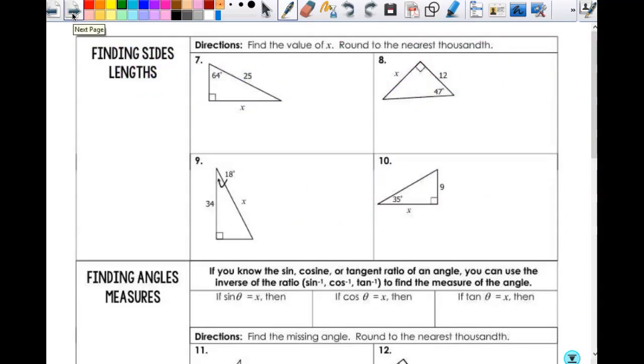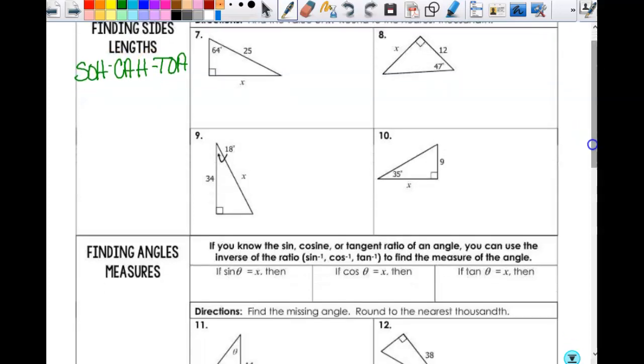All right, so now we're going to actually find side lengths. So this is SOH, CAH, TOA. It says find the value of x, round to the nearest thousandth. Here's my angle. I label my triangle. This is the opposite side. This is the hypotenuse. This is the adjacent, but I'm not even going to label it because I don't need it. They didn't give me anything there, and I'm not looking for it, right?